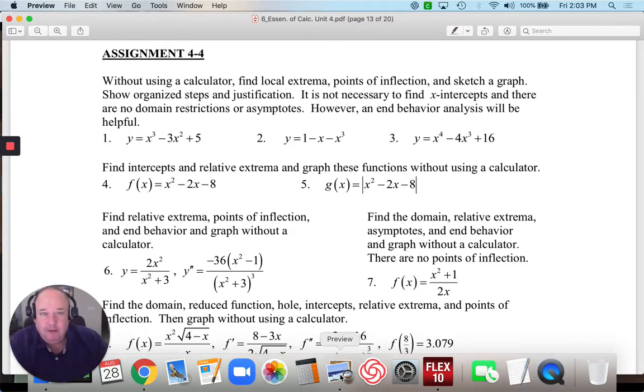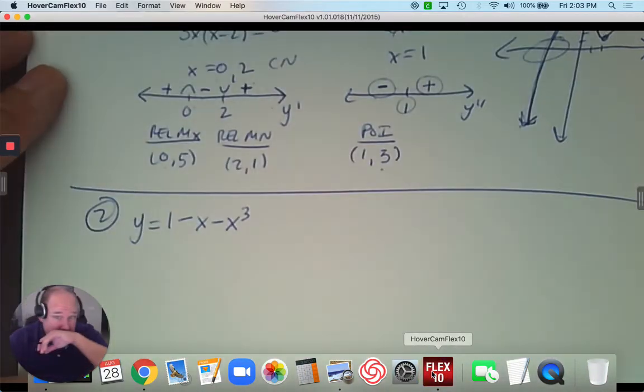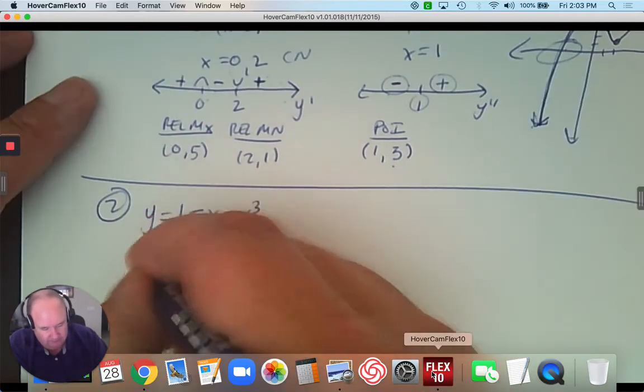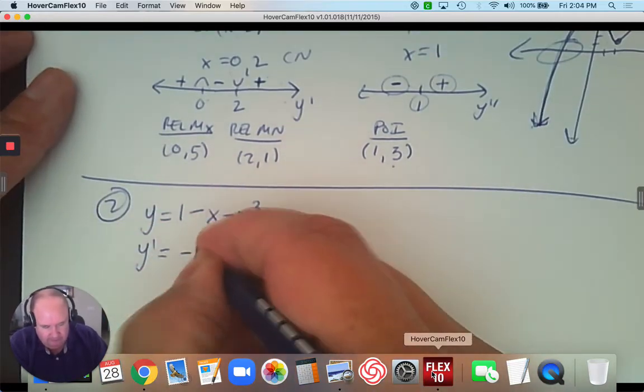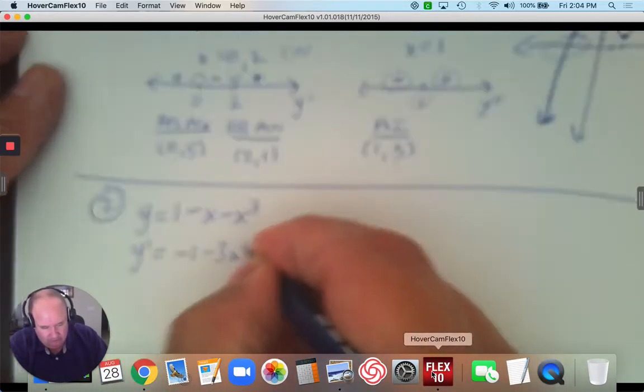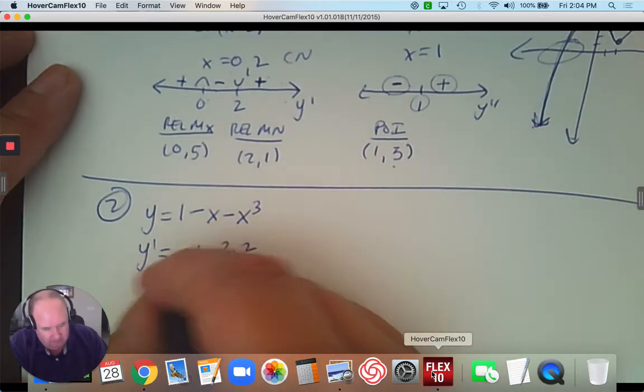So 1 subtract x cubed. We're going to go through the same steps. Here's the document cam. So step 1, I'm going to take the derivative. That's -1 minus 3x squared. I'm going to take it equal to 0.